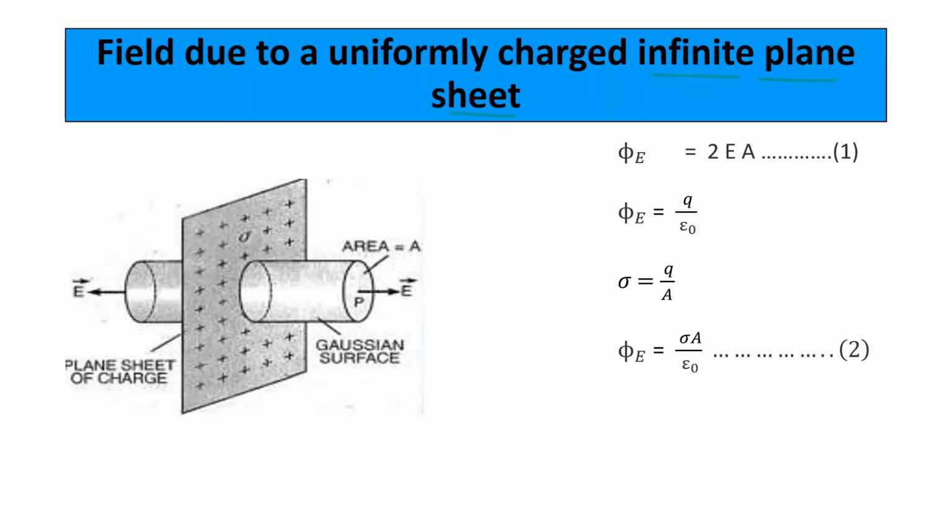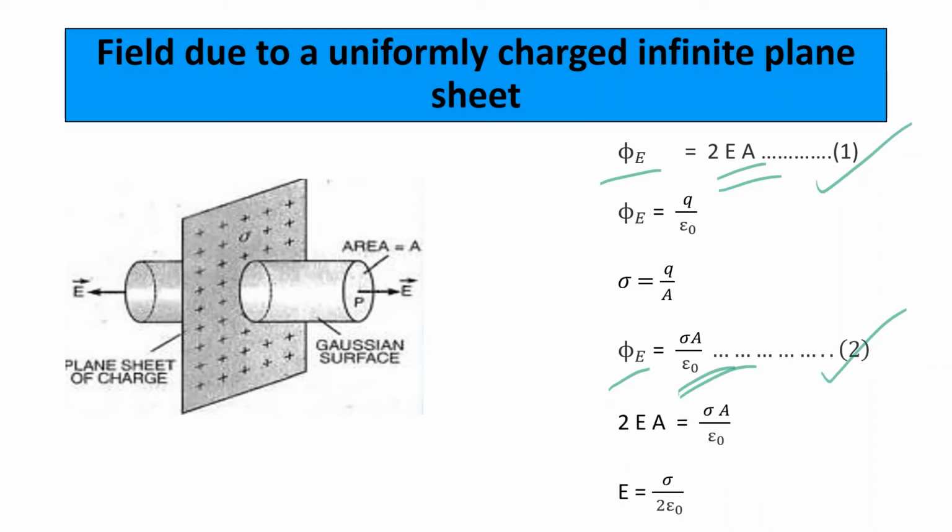Phi is equal to sigma A by epsilon naught. This Q is now being replaced with this sigma A. Therefore, you will get phi is equal to sigma A by epsilon naught. This is the first equation, which is the general equation, and this second equation is as per the Gauss law. In these two equations, LHS is the same. Therefore, you can equate the RHS to get 2EA is equal to sigma A by epsilon naught.